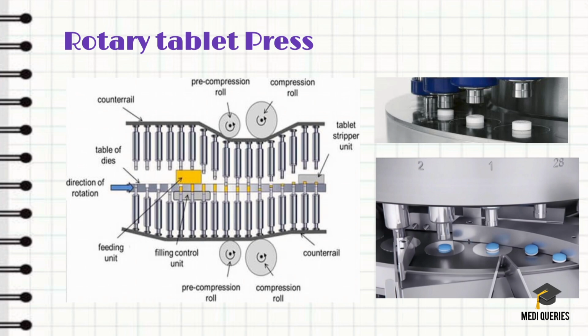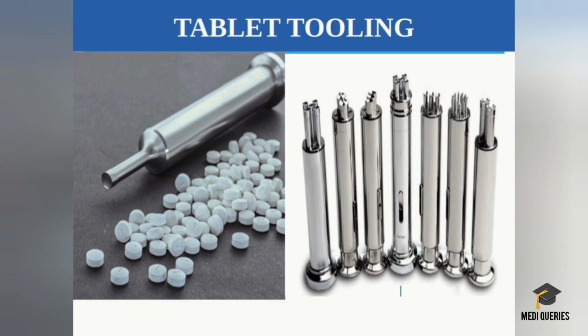Next let us see the tablet tooling, that is punches and dies. The quality and the shape of the tablet depends heavily on the punches and the dies used. These are known as tooling. The punches are usually made of hardened stainless steel or carbide for durability. There are mainly two types, that is B tooling for standard sizes and D tooling for large tablets. The die cavity determines the tablet size here.